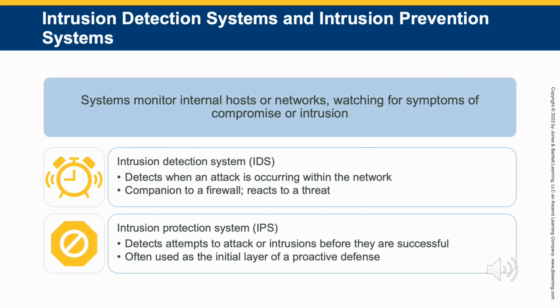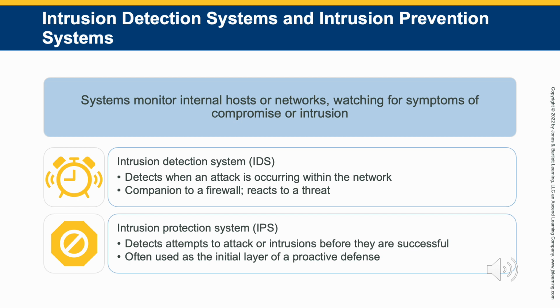IDS and IPS systems monitor internal hosts or networks, watching for symptoms of compromise or intrusion. An IDS detects when an attack is occurring within the network. It's a companion to a firewall and reacts to a threat, and it's basically alerting. That's all it does, alerts.